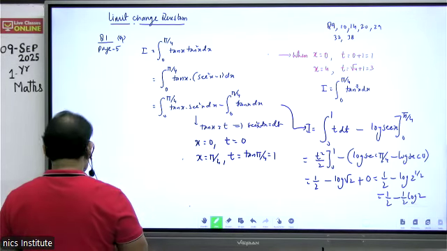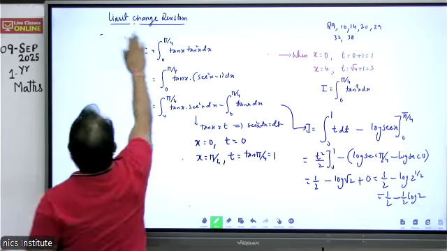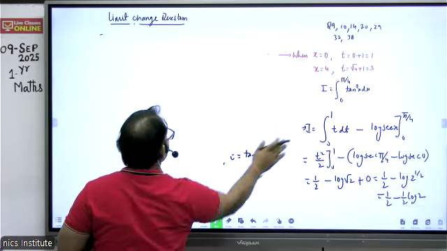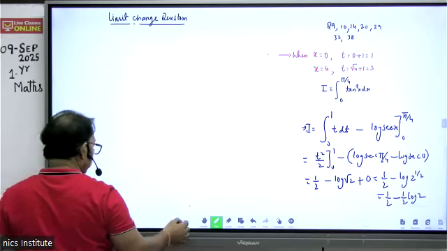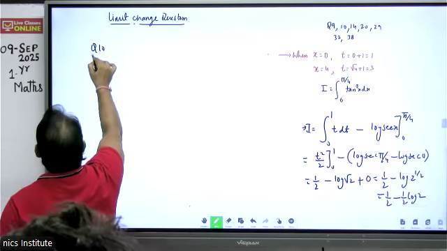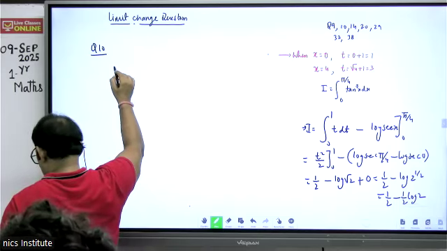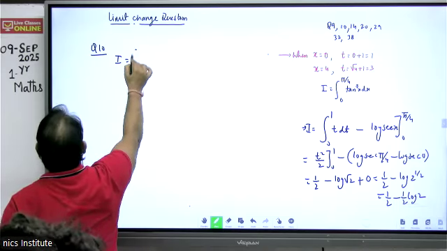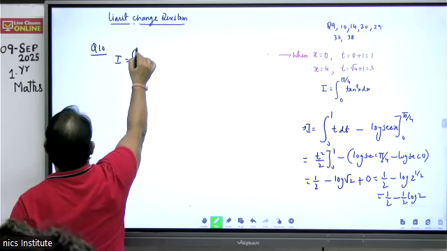If you have any doubt, you can ask. This question 10 we have done while doing indefinite integral. We did it by two ways. One was by substituting tan x as t square, and the second method was sin x and cos x. Do it whichever method you like.